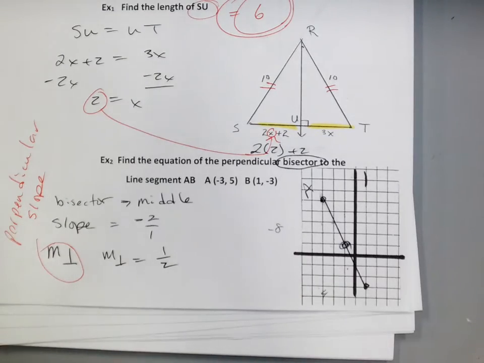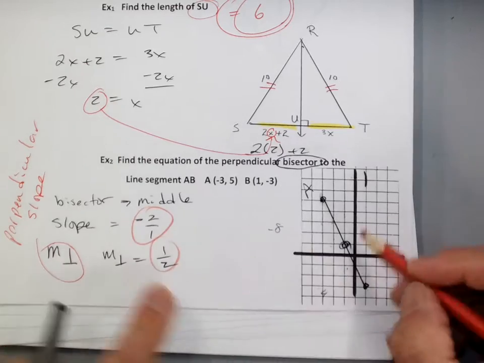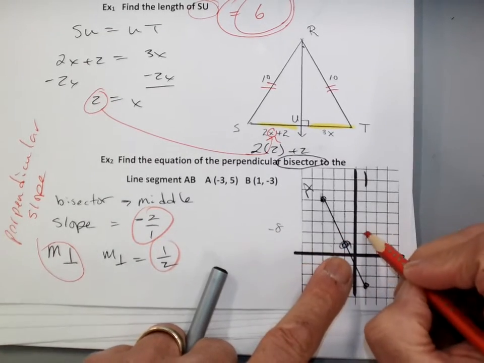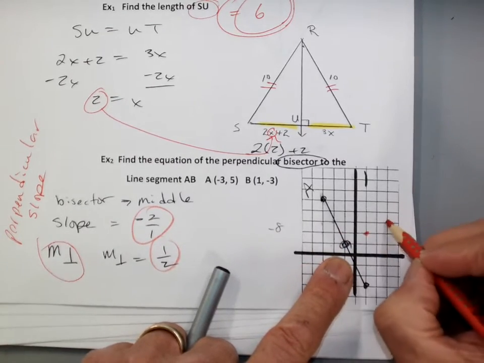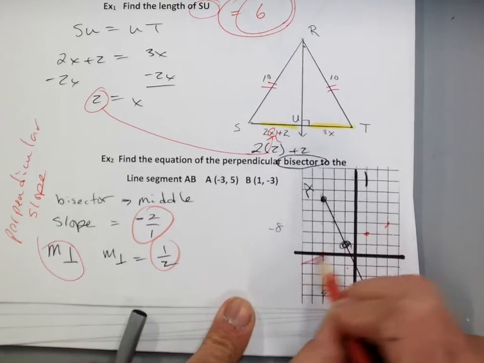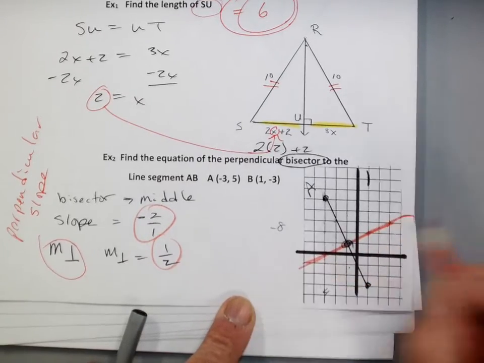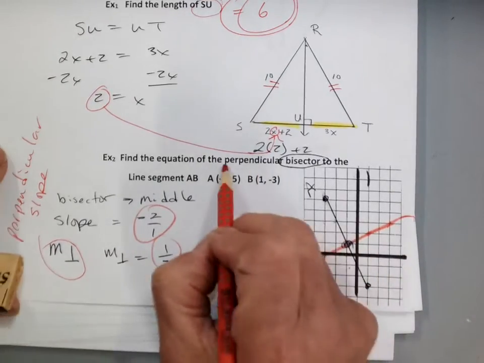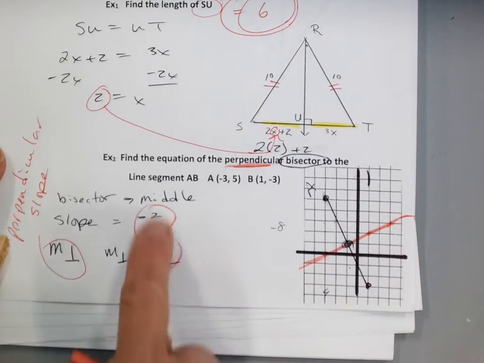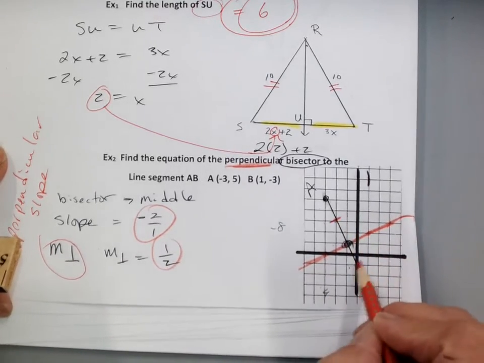So go ahead and draw that in. Opposite slope, you see it? Perpendicular. So I'm going to go up 1 over 2, up 1 over 2. Okay, and there it is. That is the perpendicular line. Perpendicular bisector. Perpendicular, it's got opposite slope. Bisector, because this is the midpoint, so this side is equal to this side.